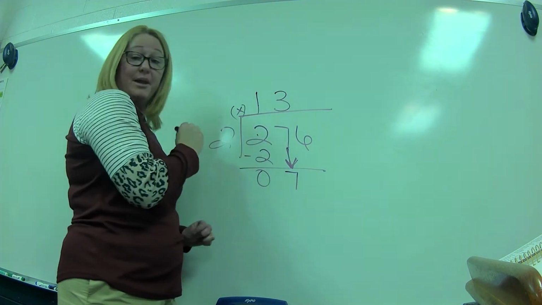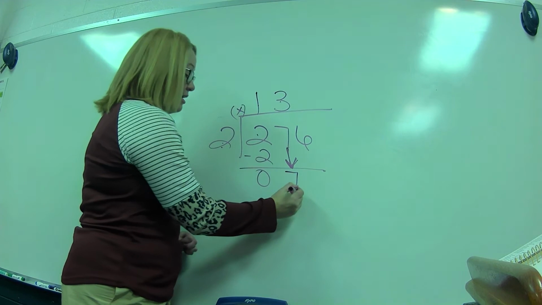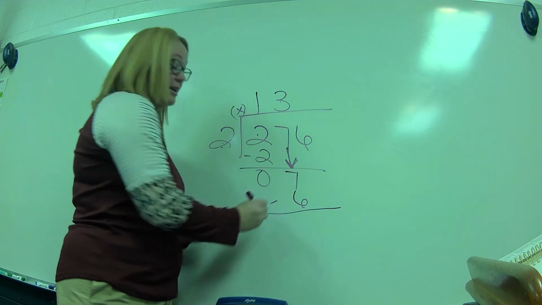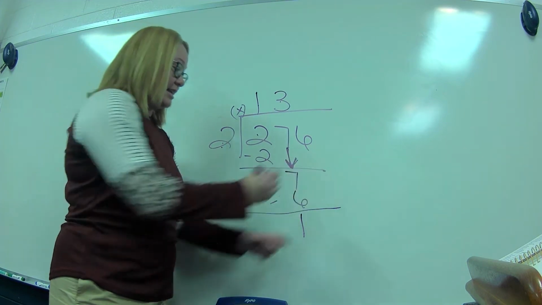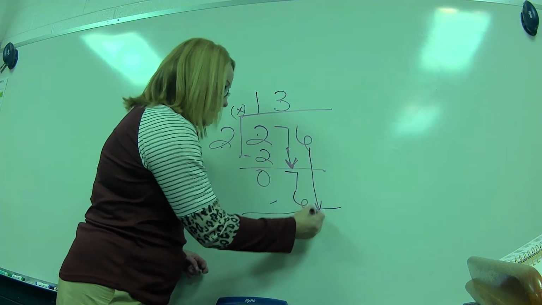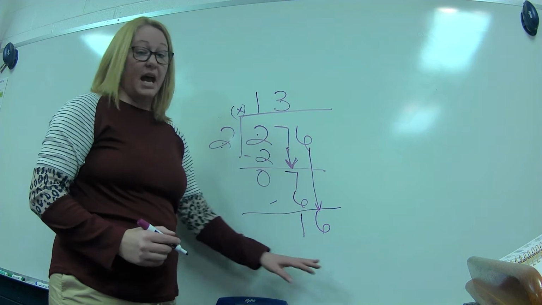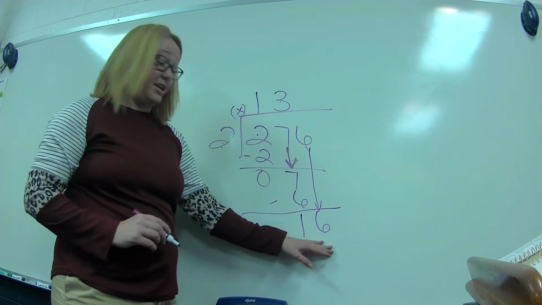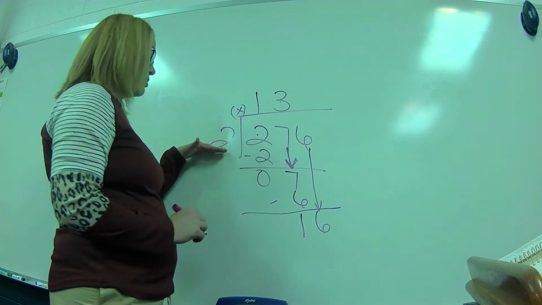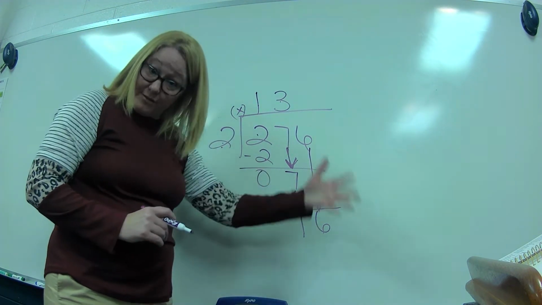So now I multiply back. 3 times 2 is 6. Now I have to subtract, and I get 1. Now I need to bring down my 6. And I'm not finished because I have this number down here. And another way I know I'm not finished is because this number is larger than this number. So I have to divide again.